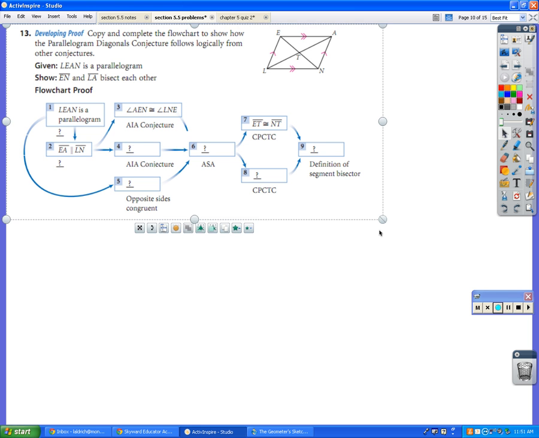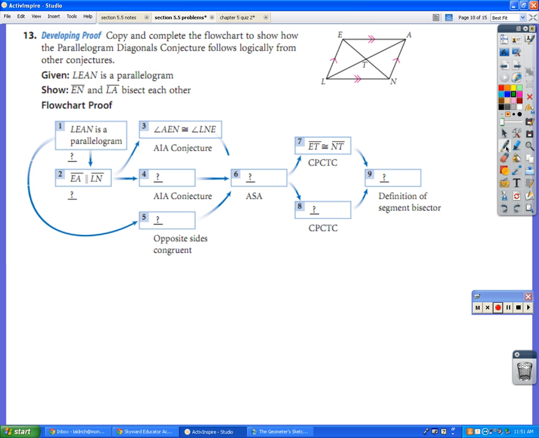13. All right, so we got a little flow chart proof to fill in here. Okay, so we know that LEAN is a parallelogram. Get it? It's leaning. Yeah, okay, all right. A little math humor. All right, so number one says LEAN is a parallelogram, and then we have to give the reason why we know that. Why do we know that? It's given, good. So this is given.